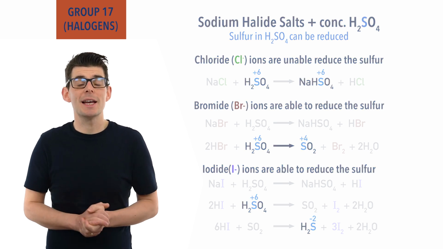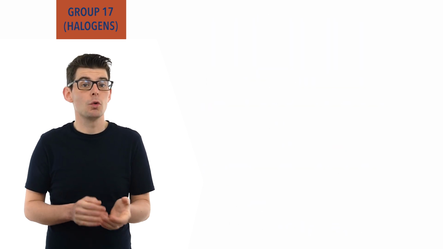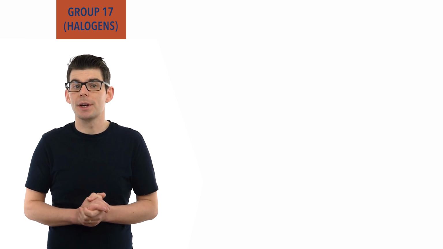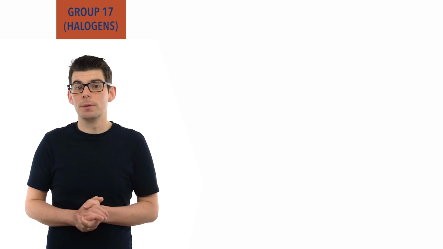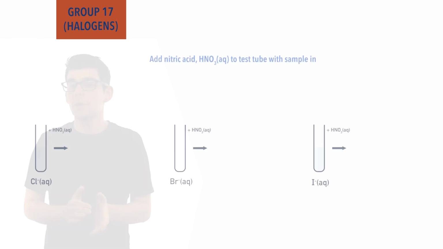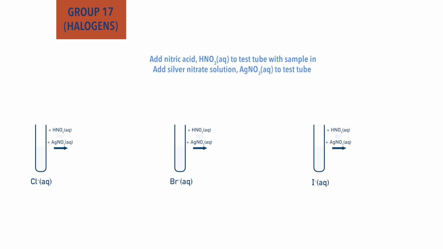As a final point, aqueous halide ions, chloride, bromide and iodide, can be identified using their reactions with aqueous silver nitrate followed by ammonia solution. Nitric acid is added to a sample solution followed by aqueous silver nitrate solution.